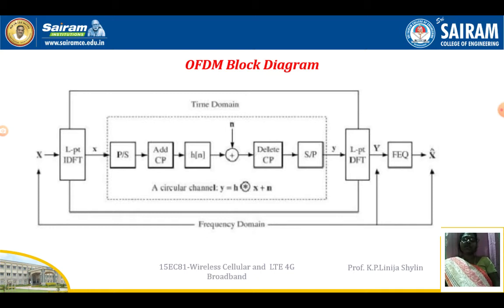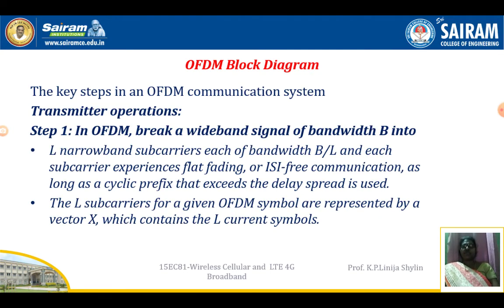Now on the receiver side, we delete the cyclic prefix, then the serial to parallel converter, so we get y. The output of the serial to parallel converter will be y equal to h circular convolution x plus n. Then we give it to the L point discrete Fourier transform. So y, then forward error correction, then x cap. Okay, so let's see one bit, first the transmitter operations.